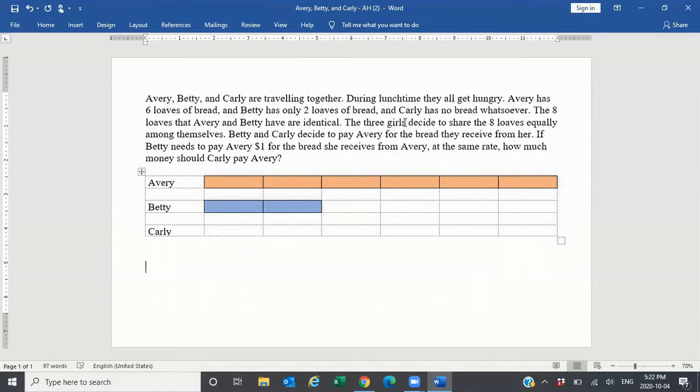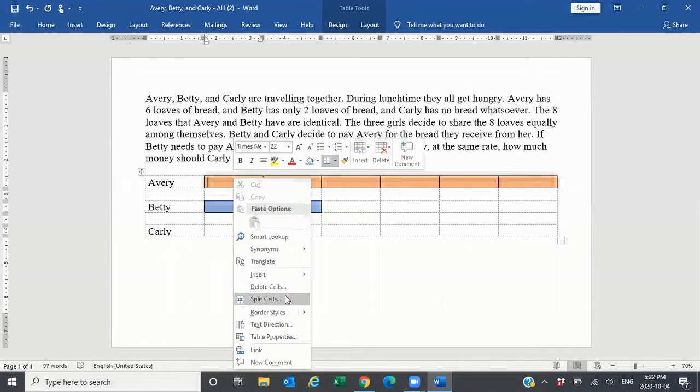But here's the thing, 8 cannot be easily divided by 3. We're going to get a fraction or a decimal number. And for that, we're going to split each loaf of bread into slices. Now let's see, there's 3 people and 8 loaves of bread. 3 times 8 is 24. So we should need 24 slices. And in order to do that, I have to split each loaf of bread into 3 slices.